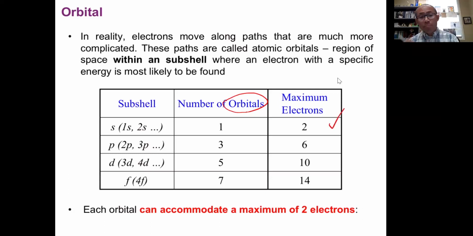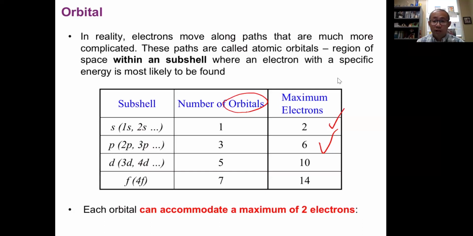Next, P subshells. No matter 2p, 3p, 4p, there's no 1p. The first shell doesn't have p. P subshells have 3 orbitals. Each orbital will accommodate 2 electrons, so 3 orbitals will accommodate what? 6 electrons. So P subshells can maximally accommodate 6 electrons.